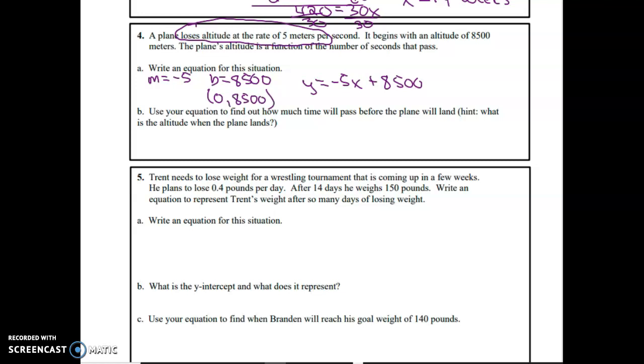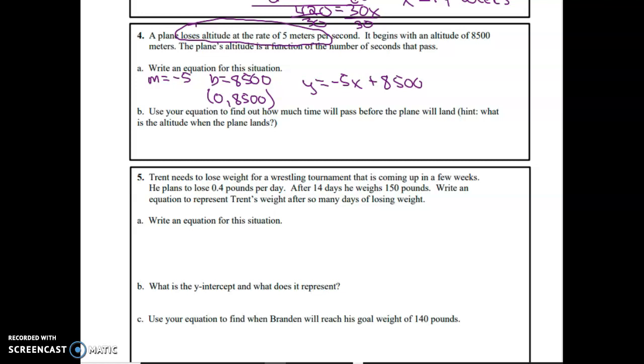So it says use your equation to find out how much time will pass before the plane will land. Guys, somebody figures this out every time you are on a trip because they know how fast the plane goes, they know how high it needs to go, like for turbulence and stuff. And so the pilot comes on and says, we will be landing in whatever city in X amount of time. Well, guess what? They're doing this.